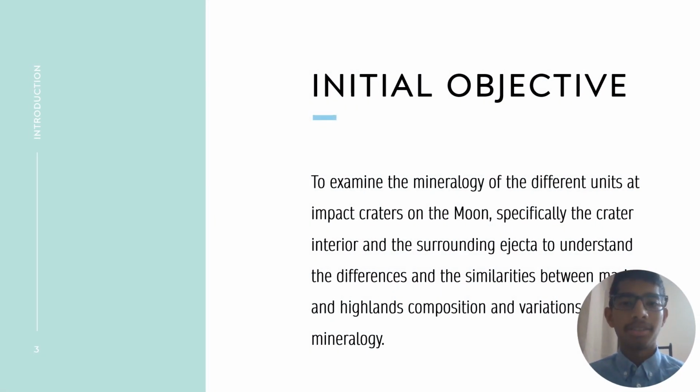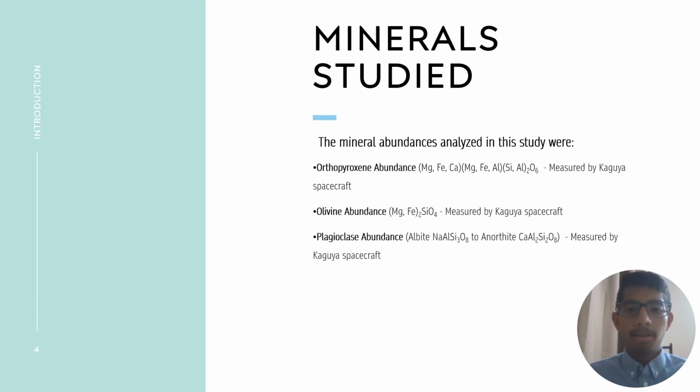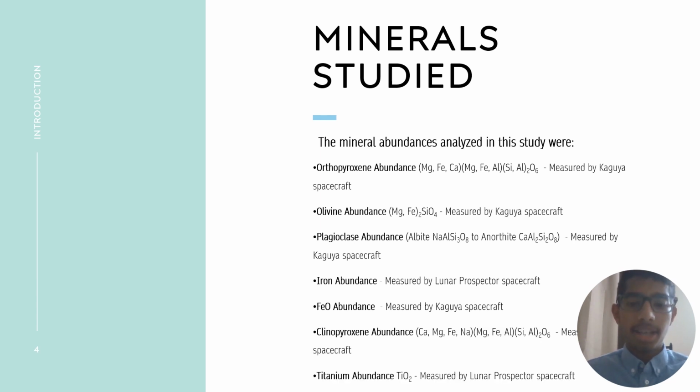Our initial objective was to examine the mineralogy of the different units that impact craters on the moon, specifically the crater interior and the surrounding ejecta, to understand the differences and similarities between Maria and Highland's composition and variations in mineralogy. We analyzed the following mineral abundances: orthopyroxene, olivine, plagioclase, iron, iron oxide, clinopyroxene, and titanium.